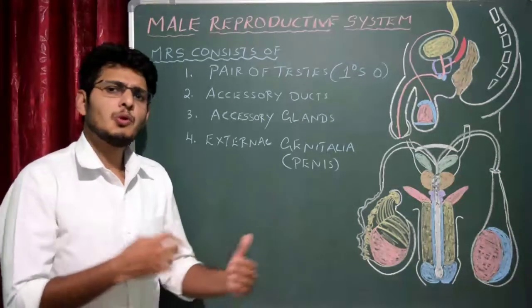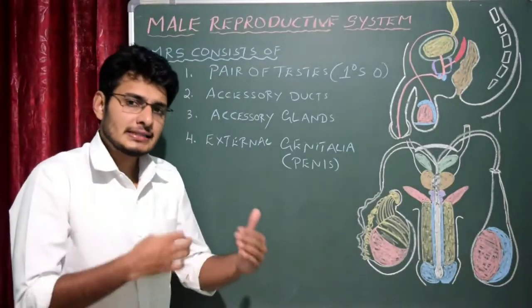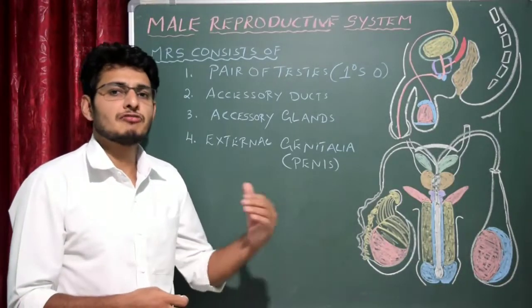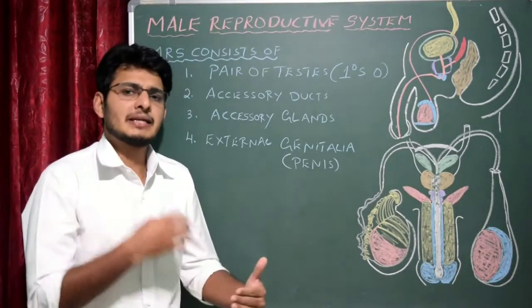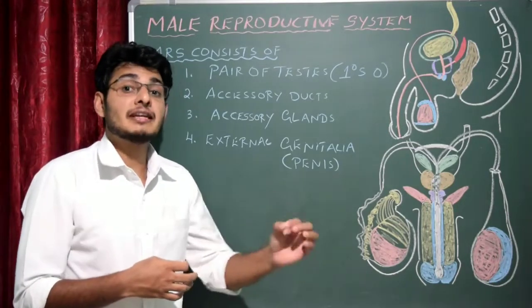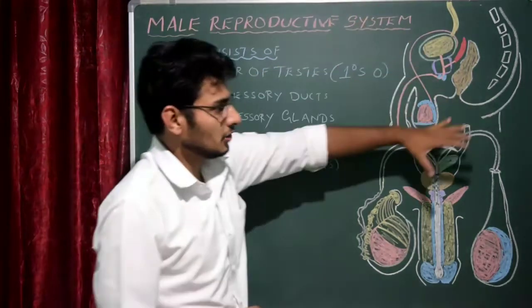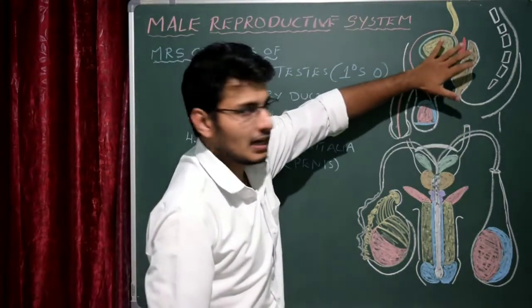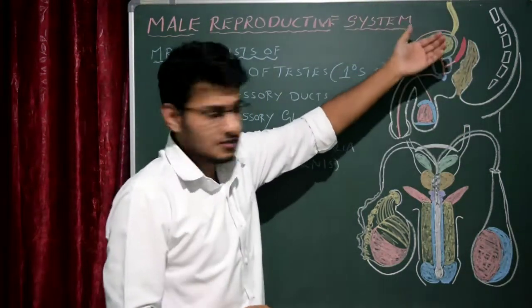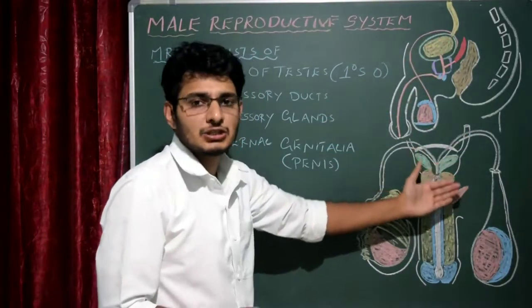Now I will be talking about the male reproductive system. Let us see the structure and some functions of the male reproductive system, and how exactly it plays an important role in the fertilization process. I have already written two diagrams here. One is the sectional view of the MRS, and the other is the transverse section of the MRS.